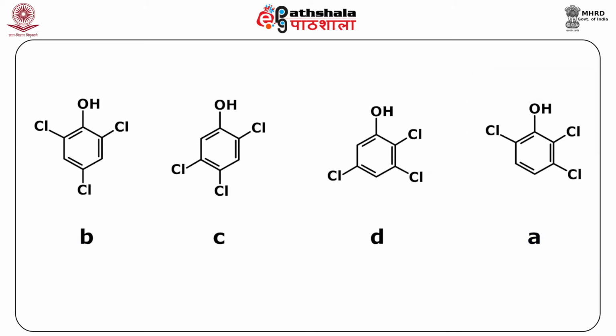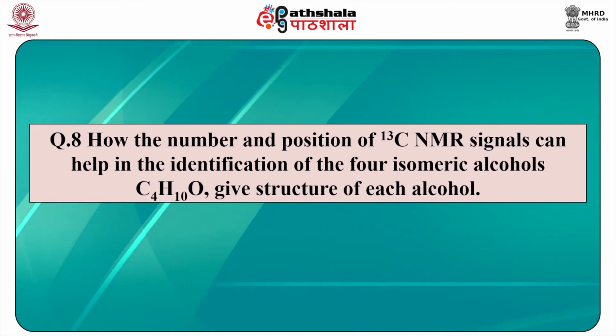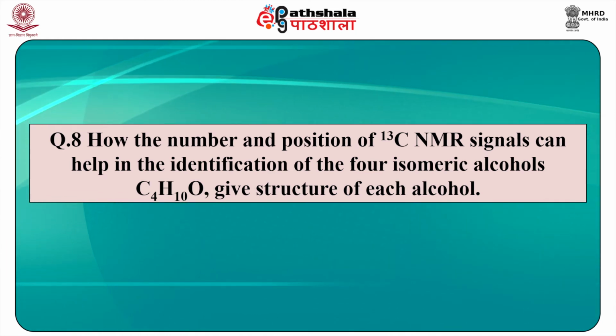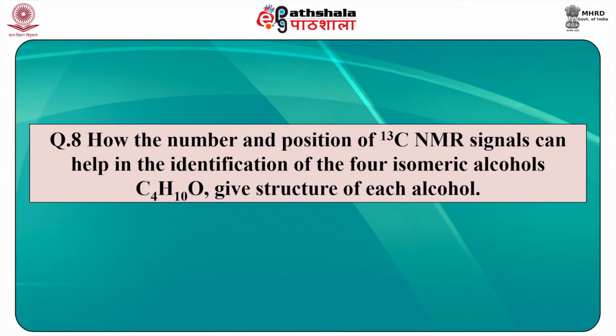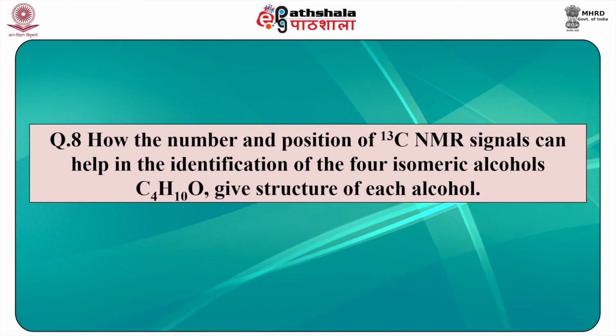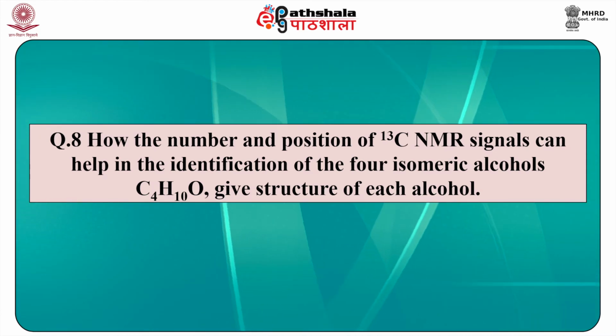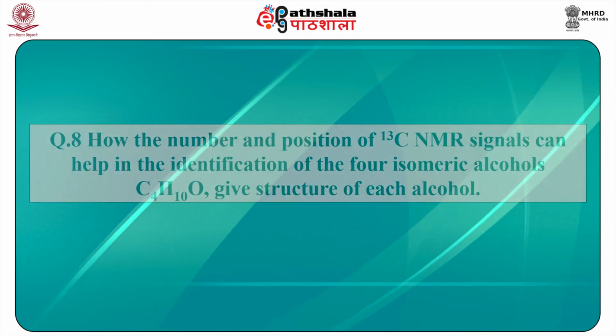How can the number and position of carbon-13 NMR signals help in the identification of 4 isomeric alcohols in the compound C4H10O? Give the structure of each alcohol. The given alcohol molecular formula would have 4 isomers, so we have to primarily identify the different structures through the spectroscopic data.